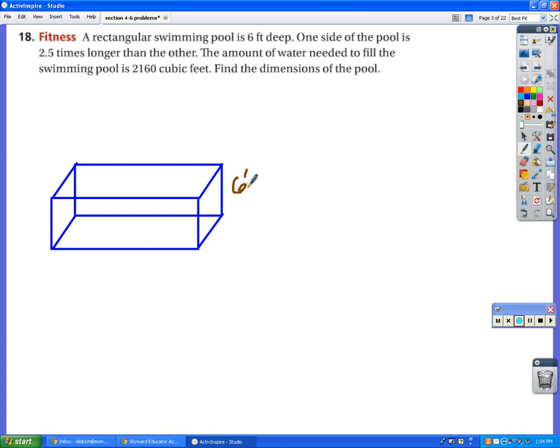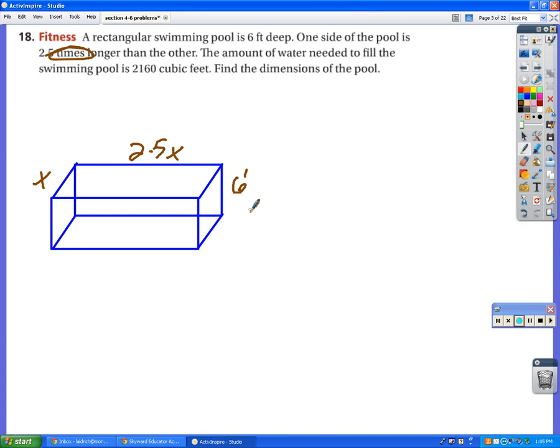Okay, I'll look it up. X. What does that say, 6 feet? Yeah, this we don't know. It's X, and if that's X, how wide is that? X times 2.5, because it says it's 2.5 times longer than the other.